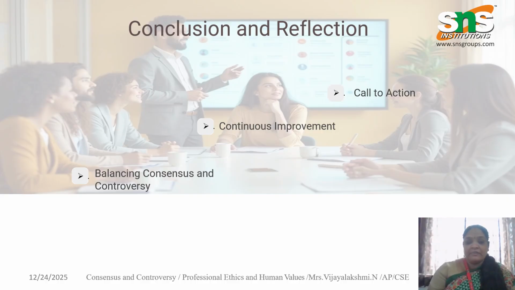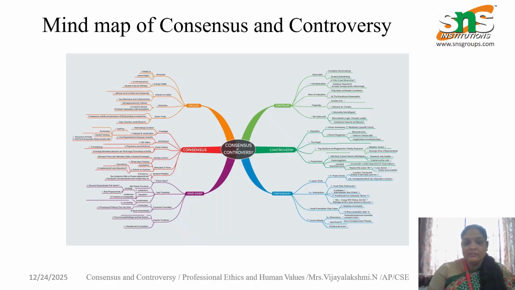Conclusion and reflection: balancing consensus and controversy. For any real-time scenario, there may be consensus and there may be controversies. So it has to be balanced. It depends on the individual. The next is that there should be continuous improvement. And at last, what is the call to action we have taken?